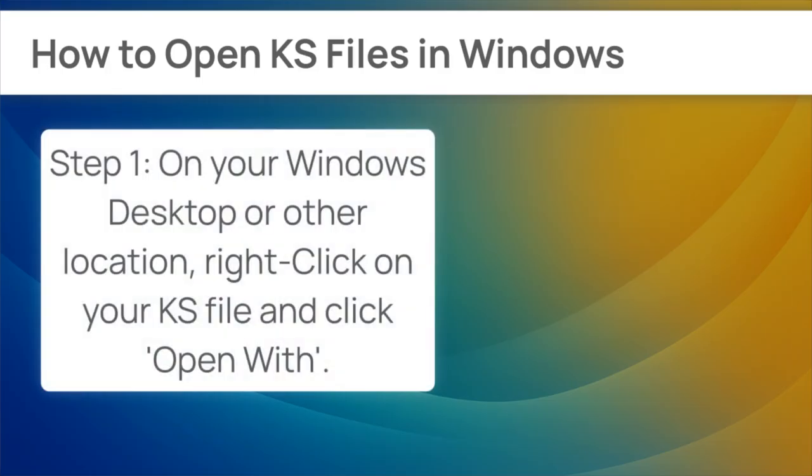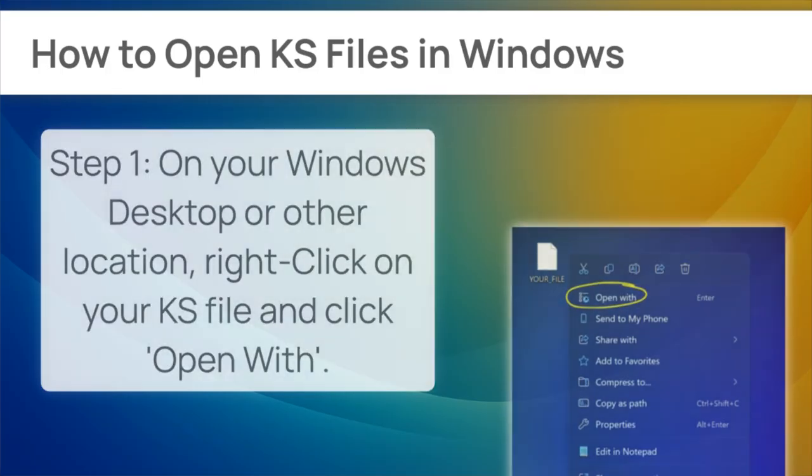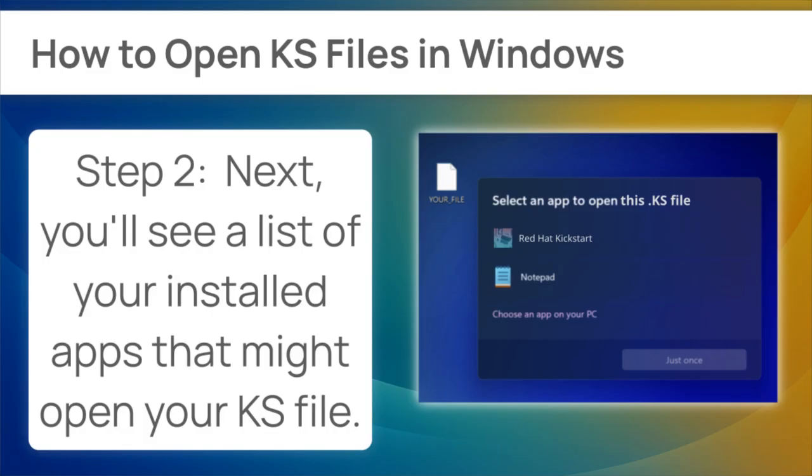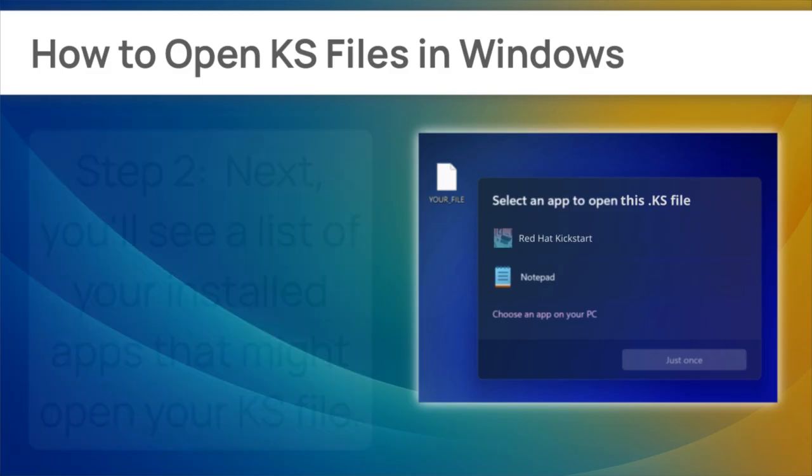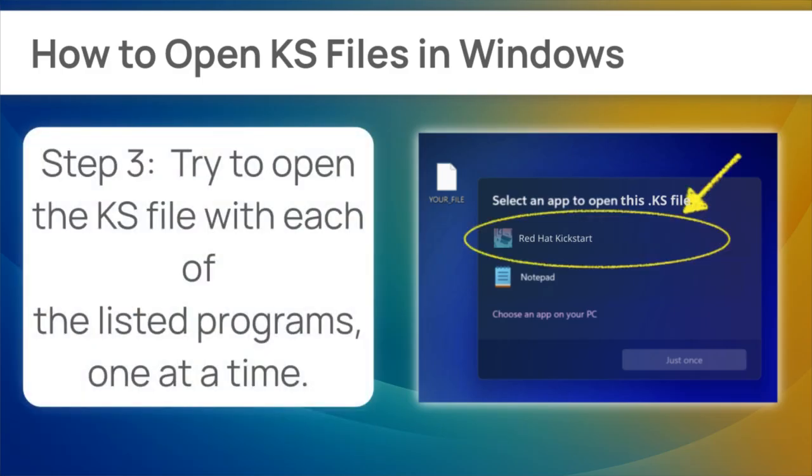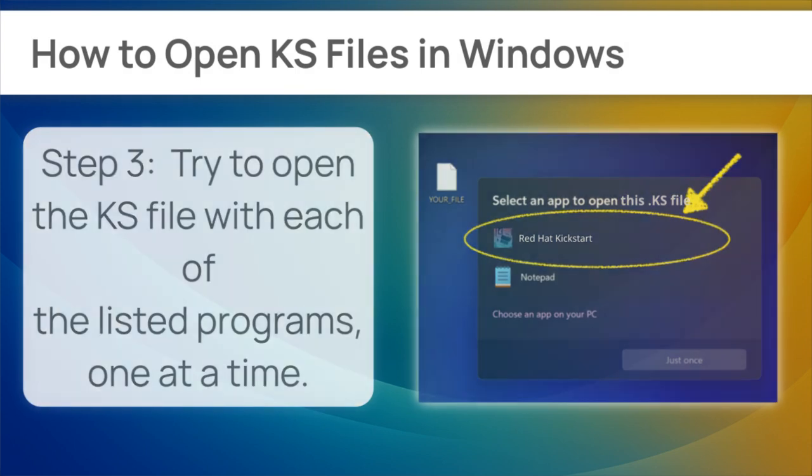To open this specific KS file, right-click your file and select Open With. If Red Hat Kickstart is available, use that first. If it's missing, choose another program. Don't worry if it takes a few attempts to find the right software.